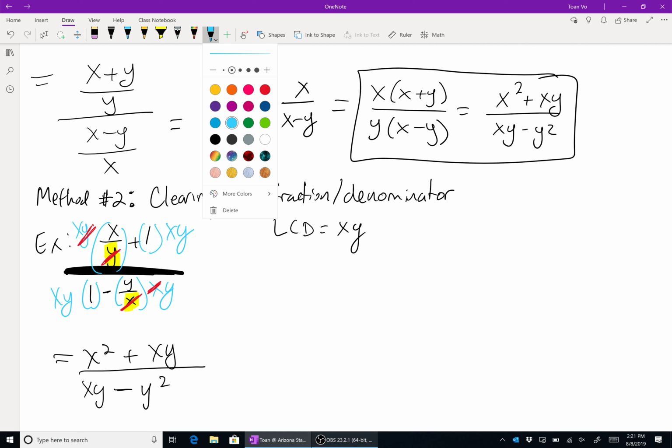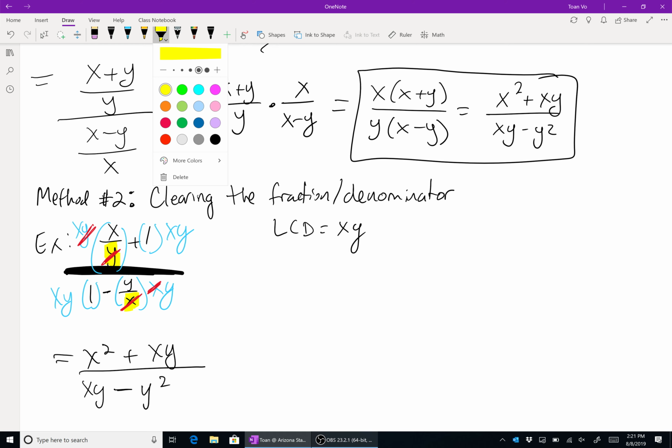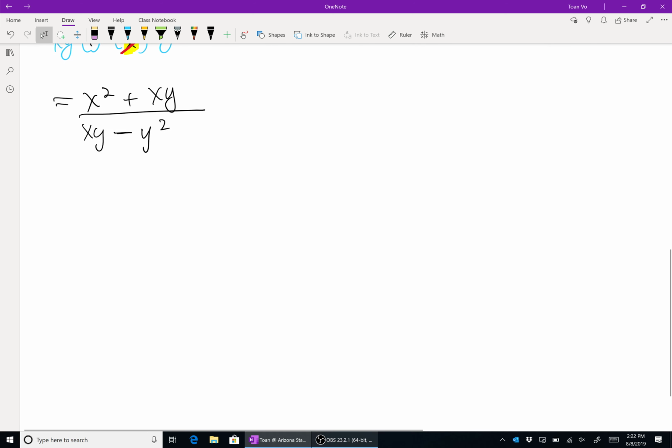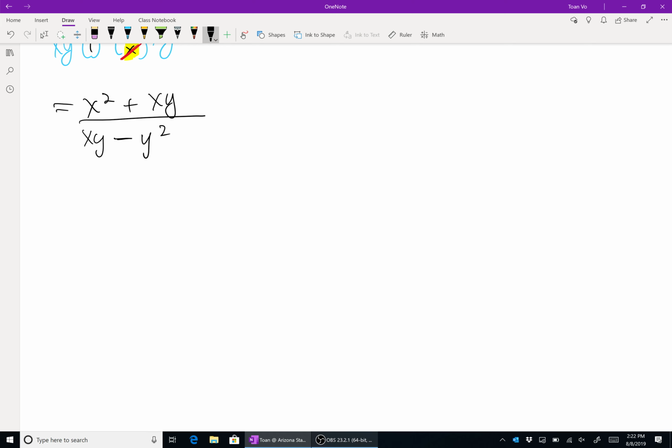Whatever method you want to use, you can see this answer is the same as this answer. Whatever method you want to use is perfectly fine by me. Okay. I like method 2, but I'm not going to be upset if you don't like it. Questions? Comments? I'll take that as a no. So that's one thing that you'll do a lot in calculus, simplifying compound fractions.